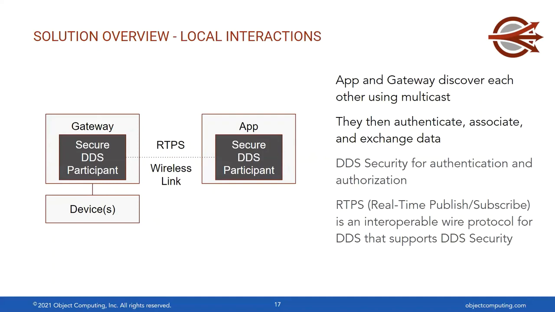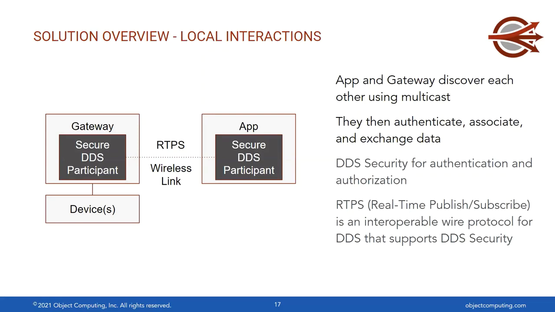So in DDS parlance, we have our participants. We'll have a participant running on the gateway. We'll have a participant running on the application. Since we're using RTPS, we'll use its discovery, which is based on multicast, to allow those two participants to discover each other. In this particular case, the application will be using DDS Security. So as part of that discovery process, they will authenticate each other. Their data readers and data writers will associate, and then they'll start exchanging data.